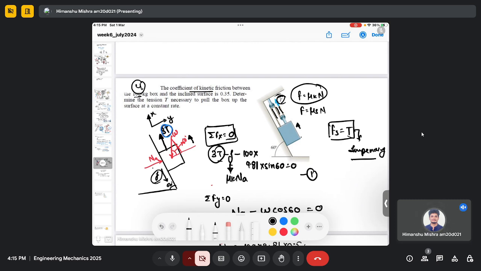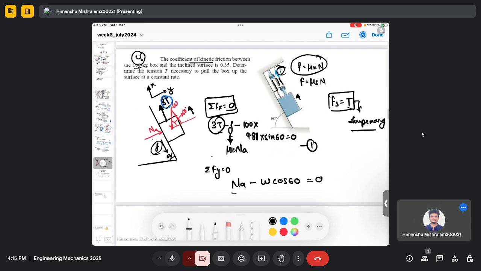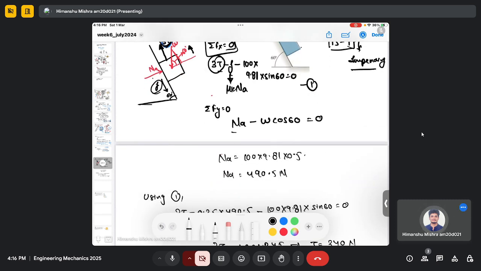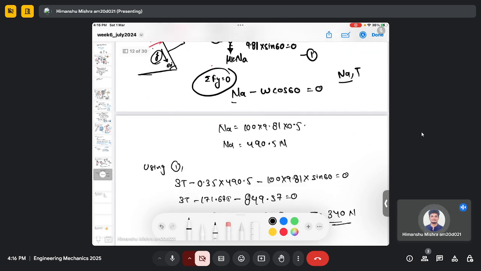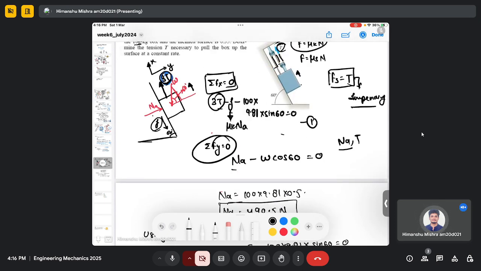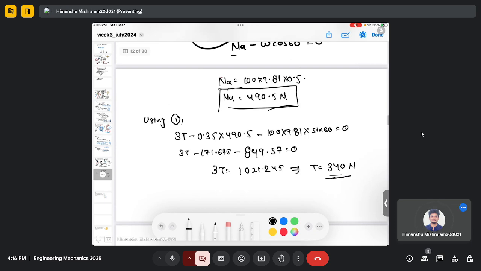It has actually become 3T because every part of the cord will experience the tension force, and that's why the overall tension will become 3T here. After that the problem will be the usual one. You make the free body diagram and use the equilibrium equations to find two unknowns. Here you have two unknowns: the first was Na, the second was T. When you use equation 2, the summation of force in the y direction, you can find Na, and when you substitute Na in equation 1, you find T, which is 340 Newton.